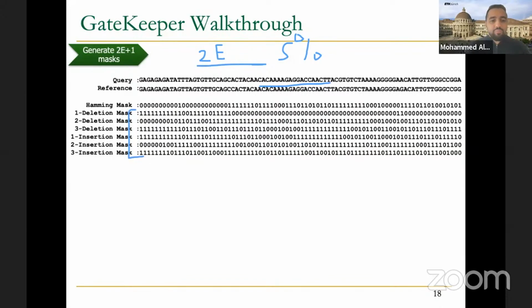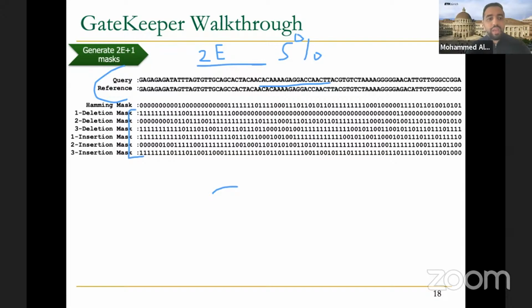Now the Hamming distance can be done using XOR operation directly, but for the others, we need to shift one of the 2 sequences, either the query or the reference, one of them, not both. One of them needs to be shifted. For example, for deletion, since the effect is going to the left, we need to do the opposite. So we need to shift the sequence to the right and then do the comparison with the reference using XOR. Now for the 2 deletion mask, we shift the query by 2 steps to the right, again, because this is to cancel the effect of deletion. And then we do the XOR with the reference. For the 3 deletion mask, we shift the query by 3 steps to the right, and then we compare it to the reference using XOR.